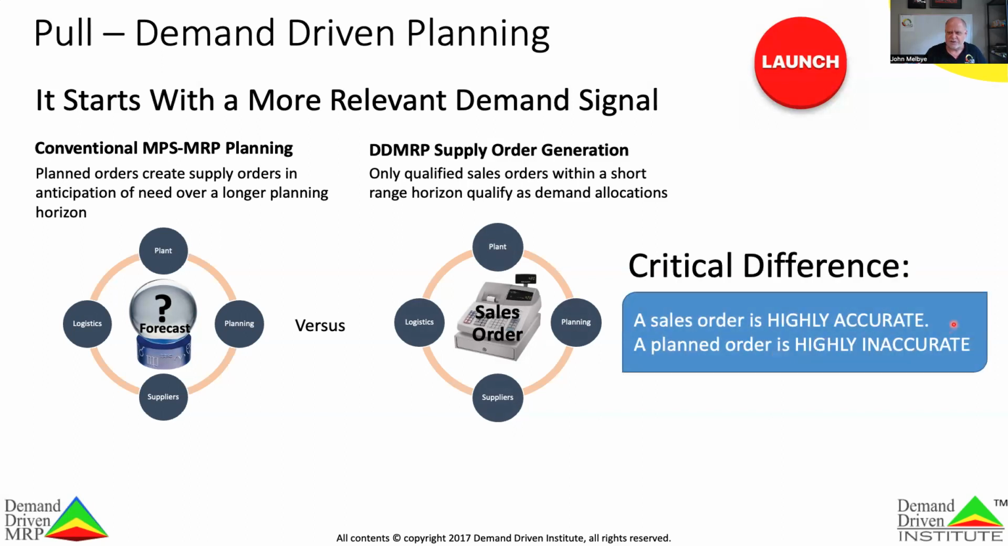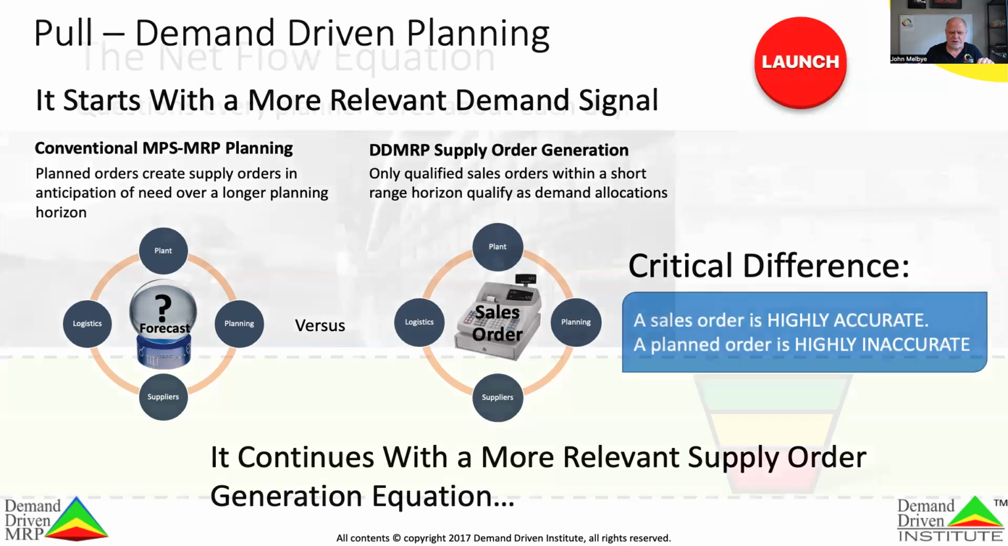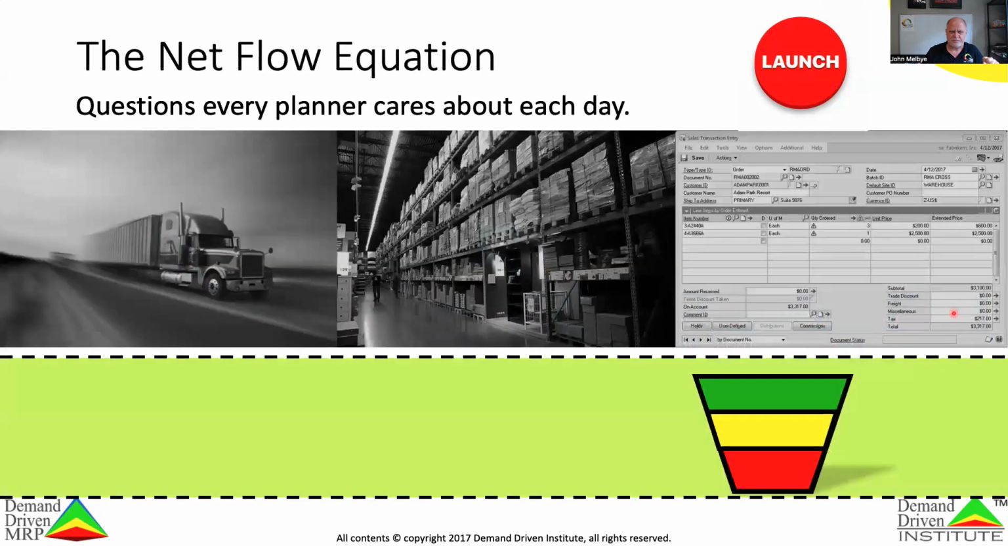The sales order is highly accurate. The planned order is highly inaccurate. And so we start with a more relevant supply order generation equation. This is one of the innovations of DDMRP. It's called the net flow equation.